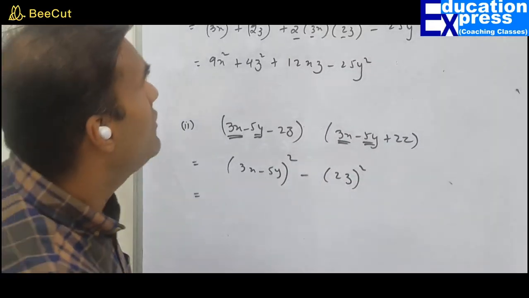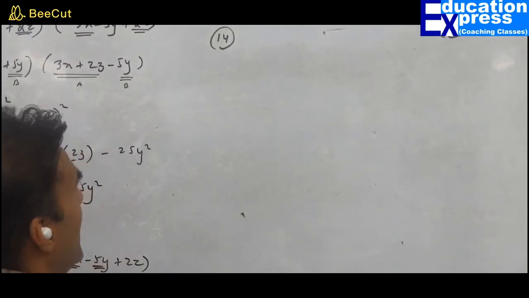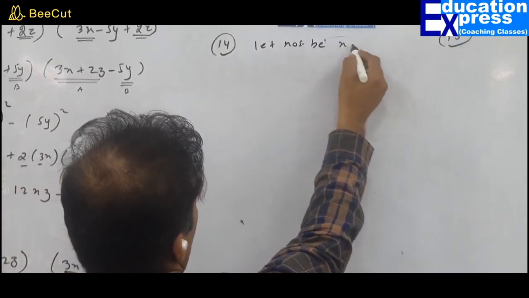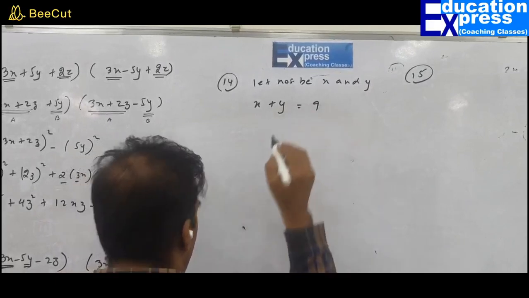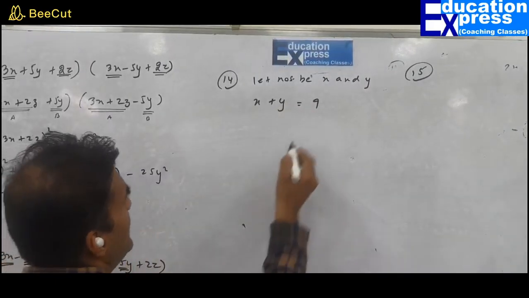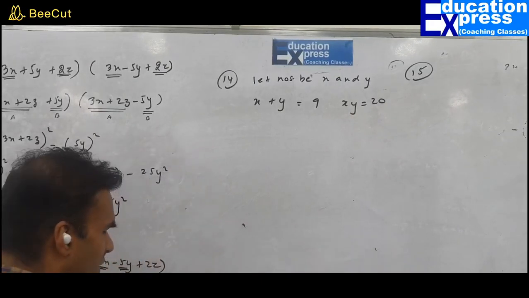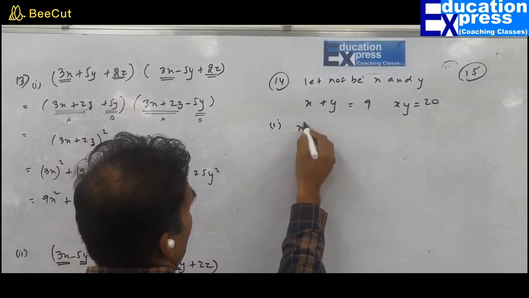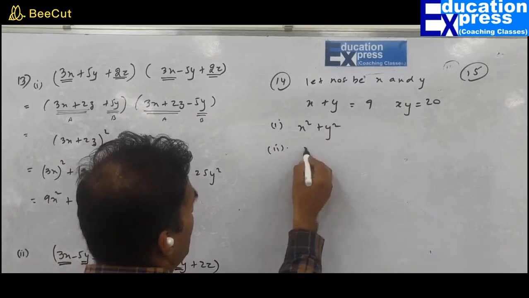Alright, let's move on to the next one, question number 14. Now what does question number 14 say? It says the sum of two numbers is 9. So let the numbers be x and y. Sum of two numbers is 9, and their product is 20, so x into y is 20. Find the sum of their squares, and also find the sum of their cubes.